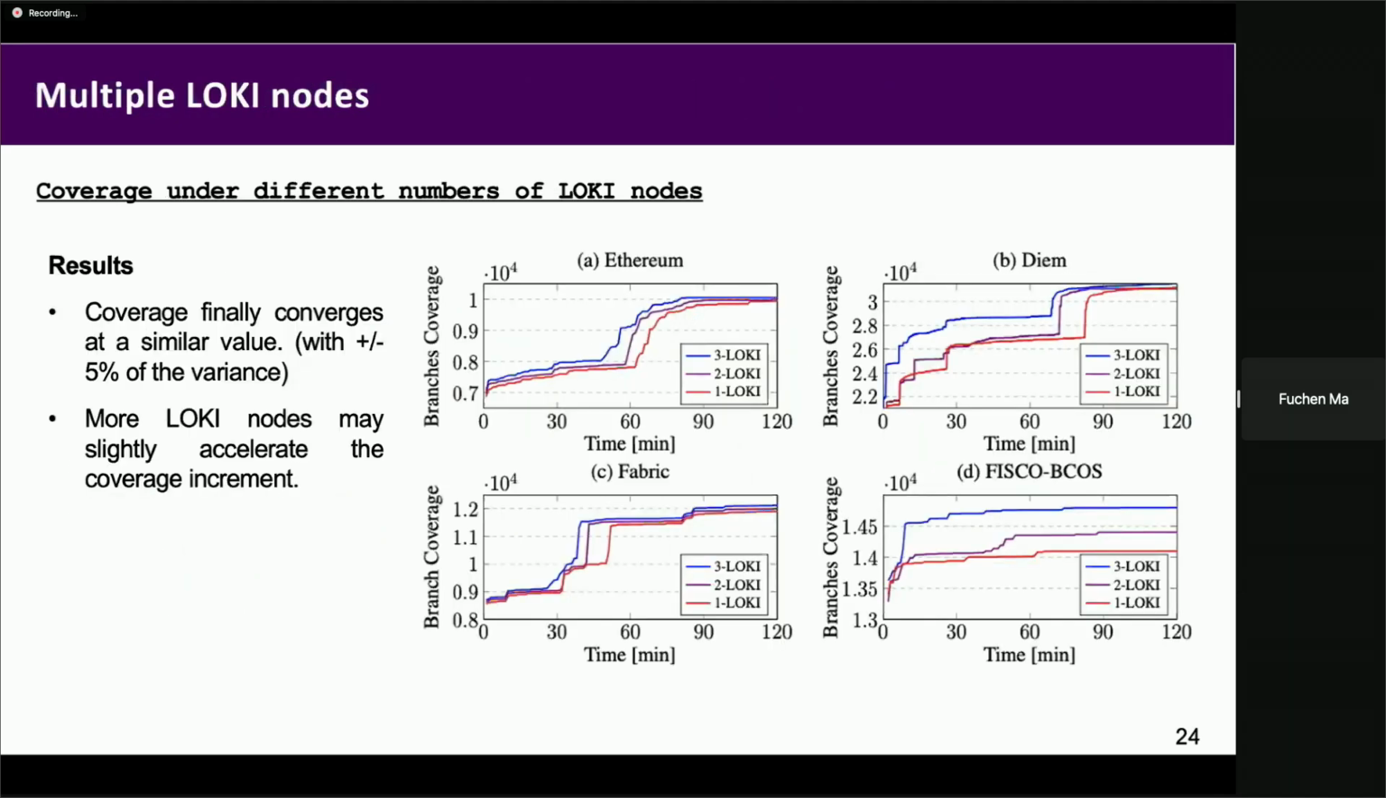We also conducted an experiment to find out the effect of multiple LOKI nodes. We set a group of 10 nodes for each blockchain with 1, 2, and 3 LOKI nodes and calculated the branch coverage. The result shows that the coverage finally converges at a similar value under various numbers of LOKI nodes. And more LOKI nodes may slightly accelerate the coverage increment.